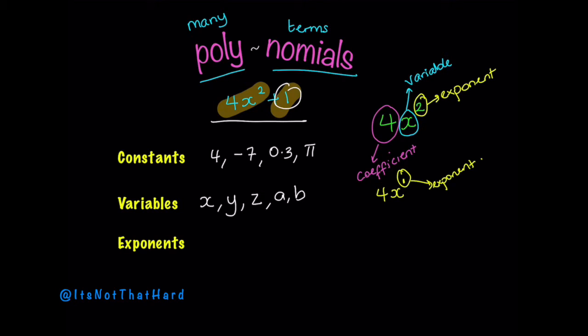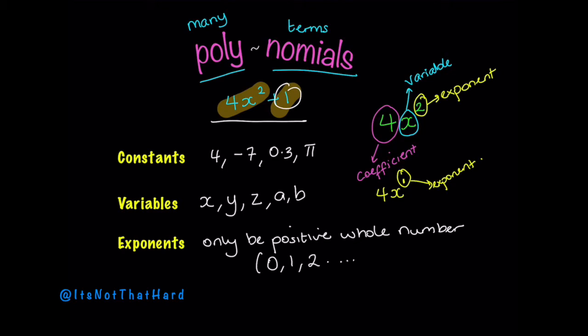And the last part of a polynomial is the exponent. And this is what actually is going to be probably the part that's going to trip up a lot of people. Exponents in polynomials can only be positive whole numbers. And this is important. So this means that you can only have numbers such as 0, 1, 2, all the way up to 1,000 if you would like, but no negative numbers.